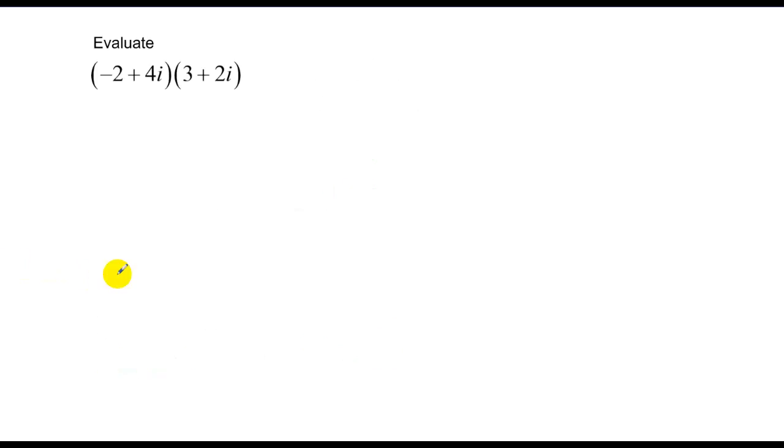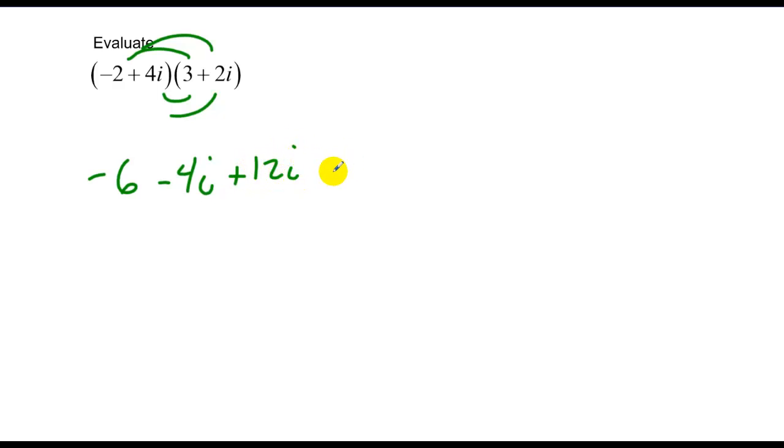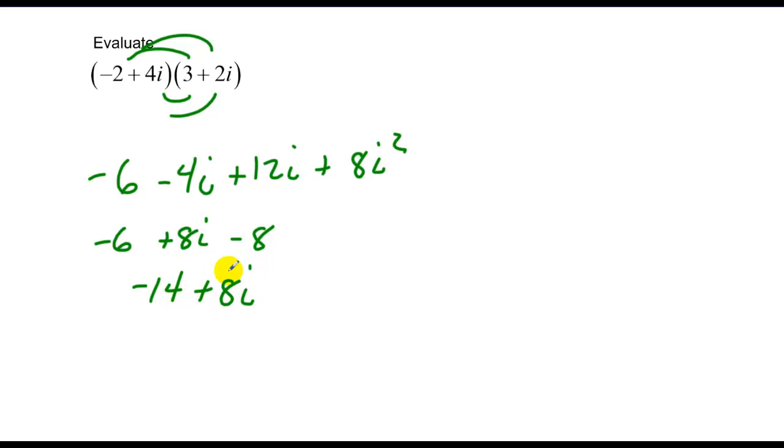When I'm multiplying, just FOIL right away. So in this case, I have negative 6, negative 4I, plus 12I, plus 8I squared. Now the only thing we have to do here is clean up a little bit. That's negative 6 plus 8I, adding your like terms again. I squared we know is negative 1, so negative 1 times 8 is negative 8. Clean this part up, that's negative 14 plus 8I.